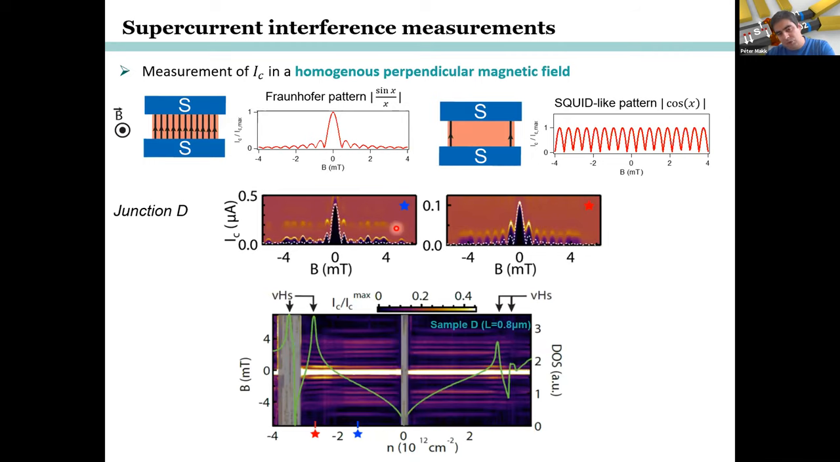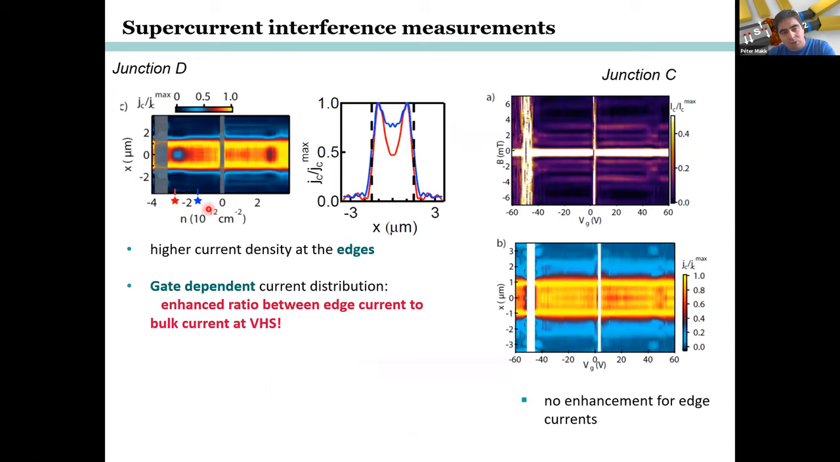we have done the inverse Fourier transform, and what is shown now, and you should look at now, is the current distribution within the sample. With the color, it's shown how large the supercurrent density is at a well-defined position. And I show two cuts, for the junction where you see more current: one at the Van Hove singularity and one at moderate densities. At moderate densities, you have a bit of contribution from the edge current. However, at the Van Hove singularity, you have much more edge current, at least for junction D.